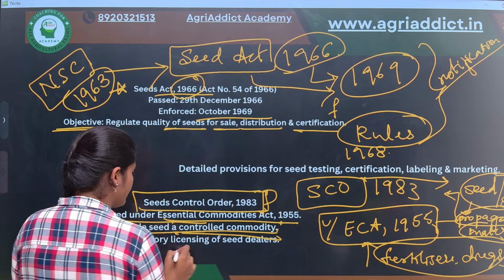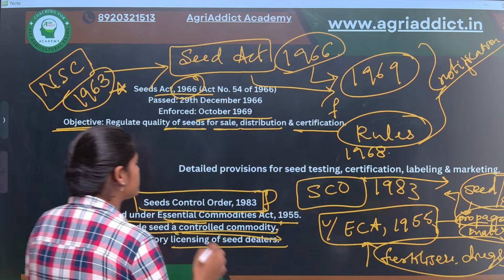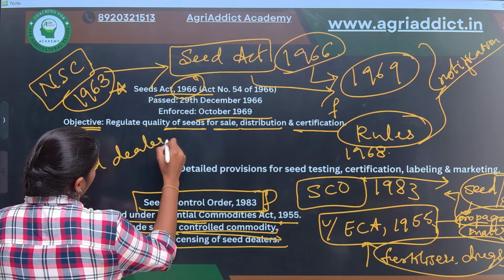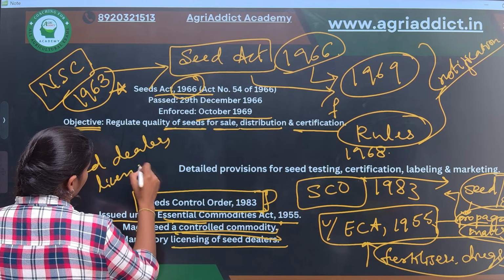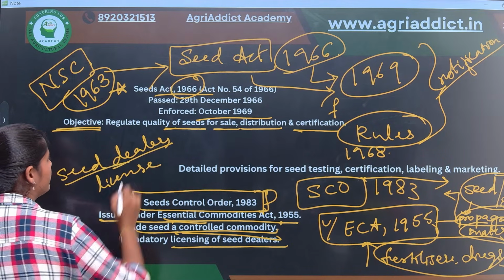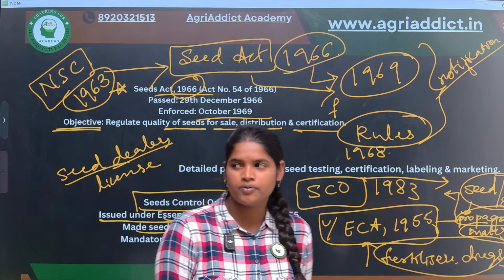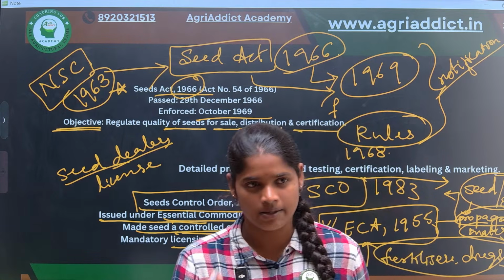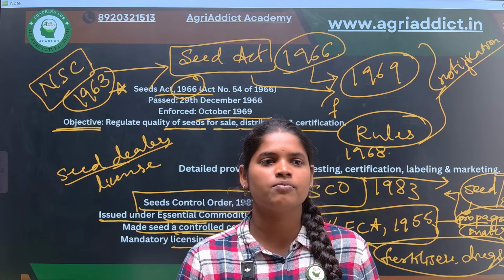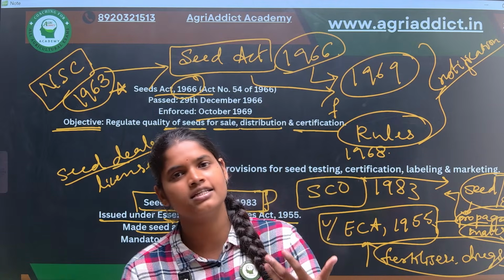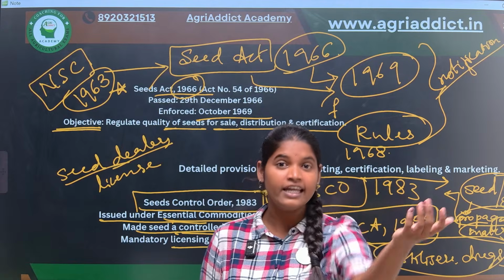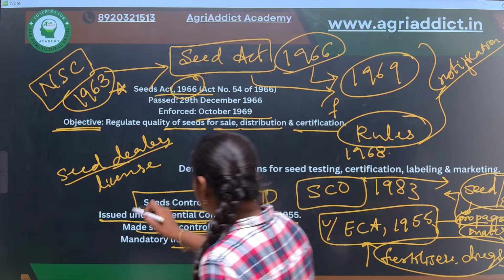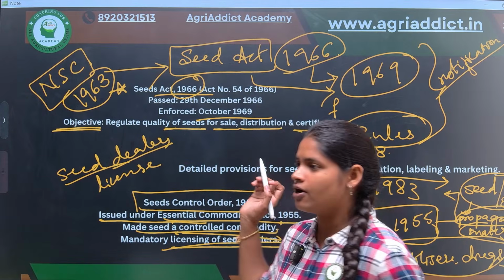Then what is the main provision of the Seed Control Order? It is the seed dealer's license. Who are the seed dealers? Seed dealers are those persons who are engaged in export, import, or selling of seeds in the market, also their agents. The dealers and their agents are considered seed dealers, and licensing of these seed dealers has been made compulsory.